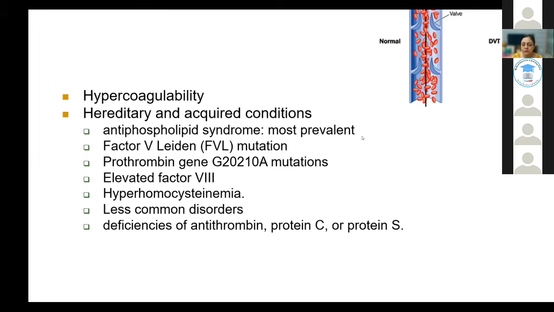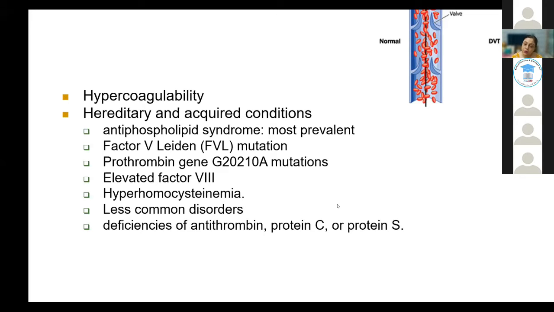The most common cause of thrombophilia is antiphospholipid syndrome, and it is an acquired cause, and it is also a treatable cause of thrombophilia, and the detection therefore becomes important, because not only does it cause thrombosis, but so many other diseases or symptoms apart from thrombosis.